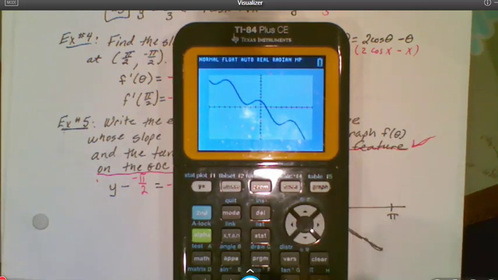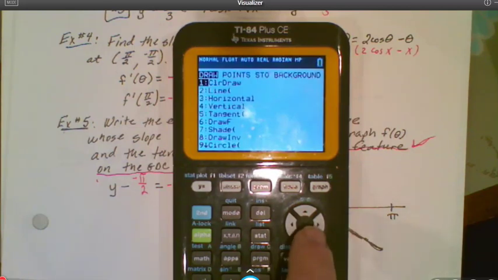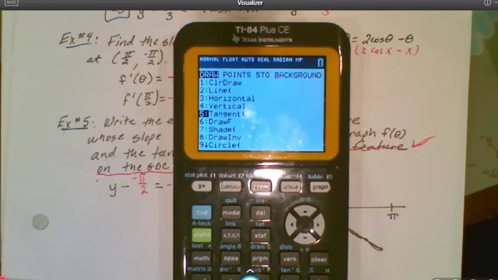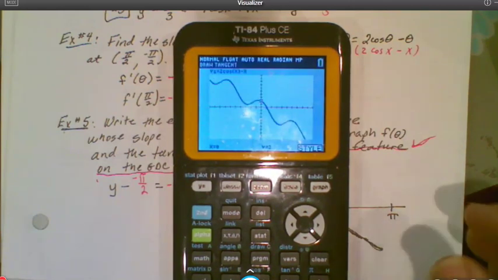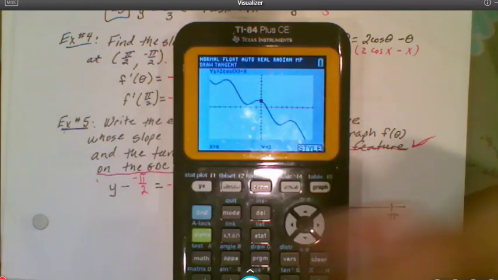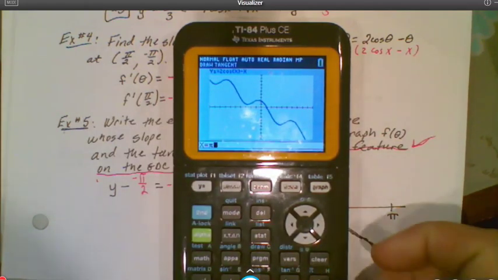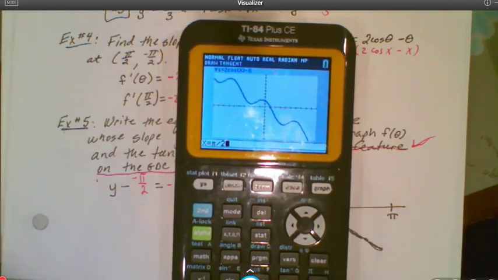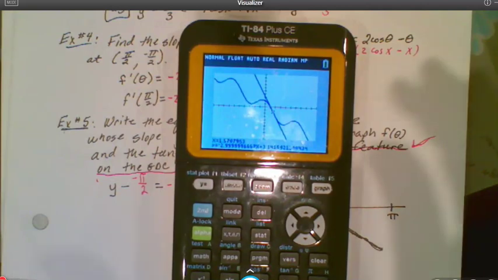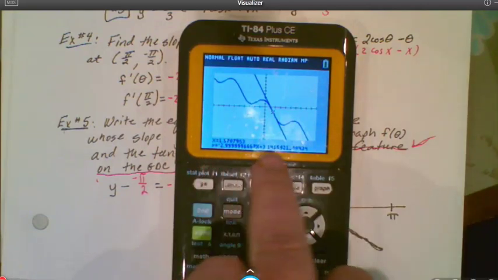So anyway, right here under draw, it's in blue. I have to hit second and then draw and go down to option 5 that says tangent and hit enter. Again, all you have to type in is the x coordinate. So I'm going to type in pi over 2. So second pi divided by 2 and hit enter. It's not only going to draw it for us, so there's our tangent line, but it also gives us the equation of that line.